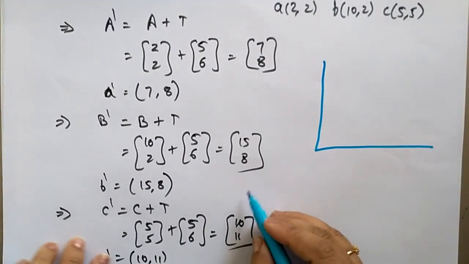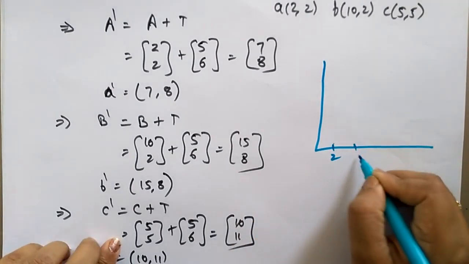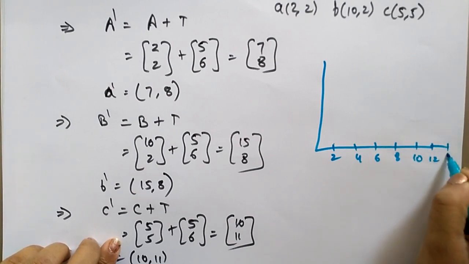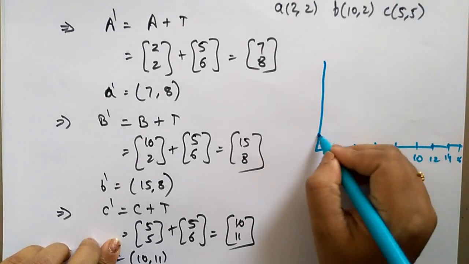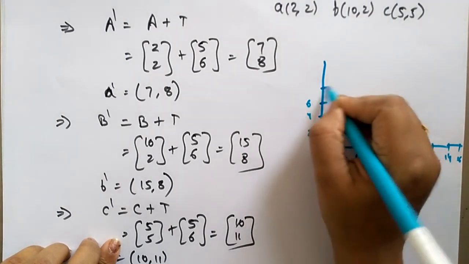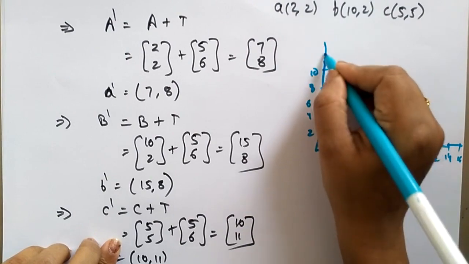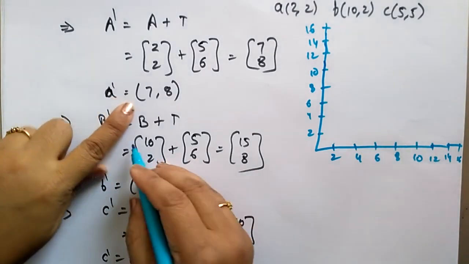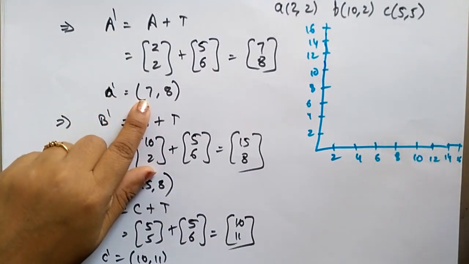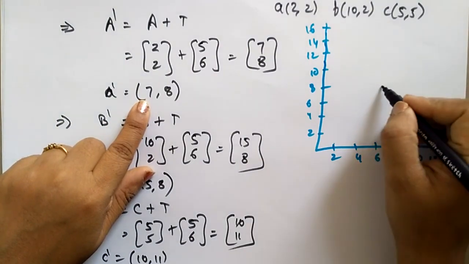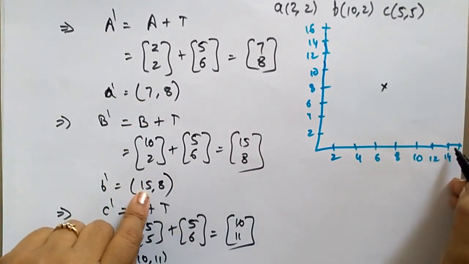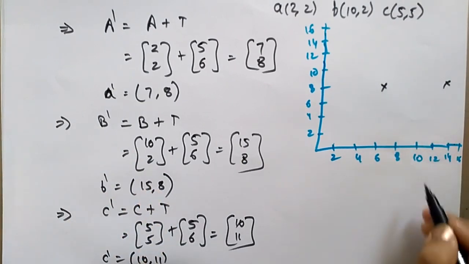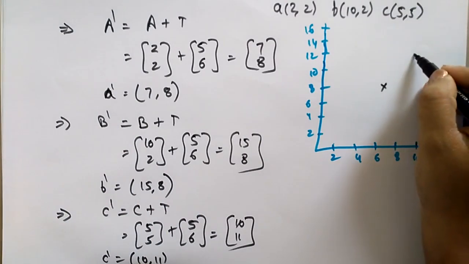take the original picture. So let me take 2, 4, 6, 8, 10, 12, 14, 16 like that. And here also 2, 4, 6, 8, 10, 12, 14, 16. Okay. So first A dash 7, 8. So 7, where is the 7? 7 here in the x-axis and 8 is here. Okay, and B 15, 8. So here 15 and 8 is here. And C 10, 11. So this is 10 and the 11 is somewhere here.